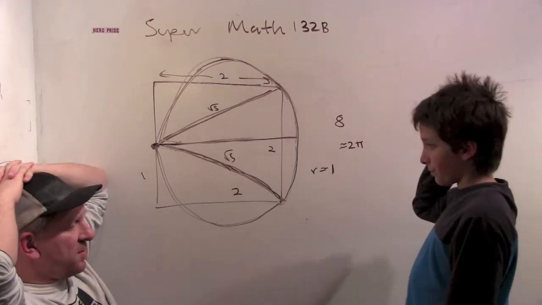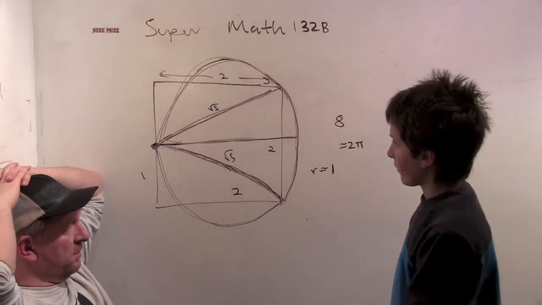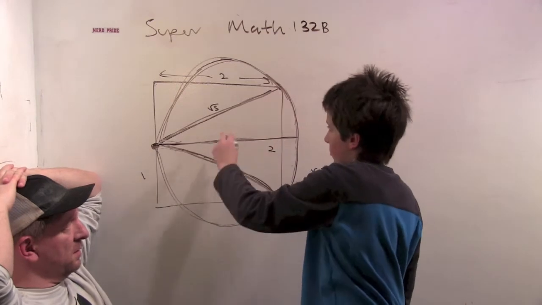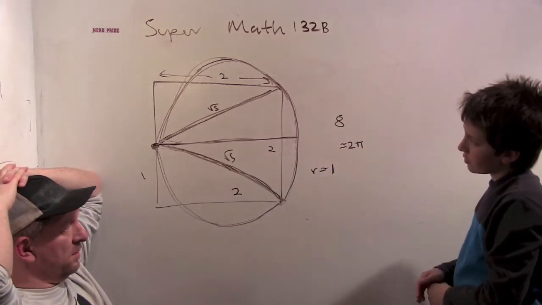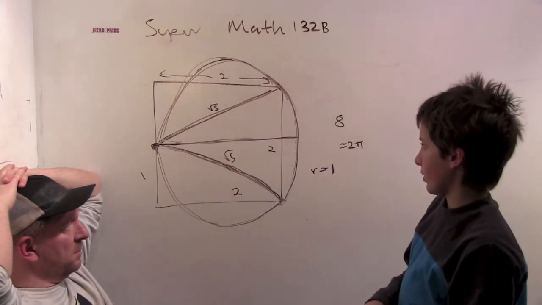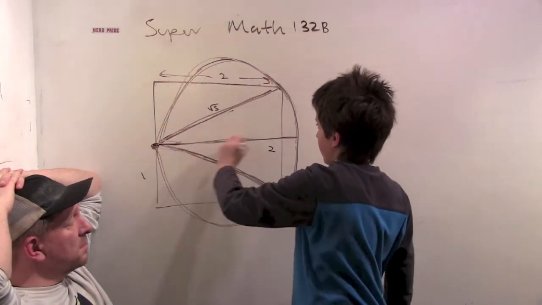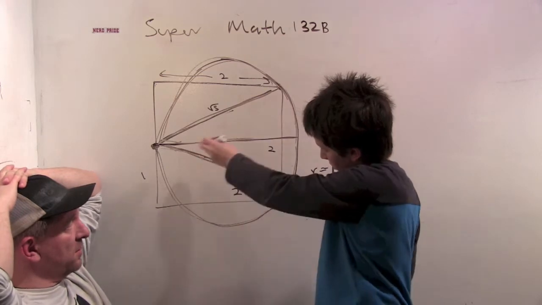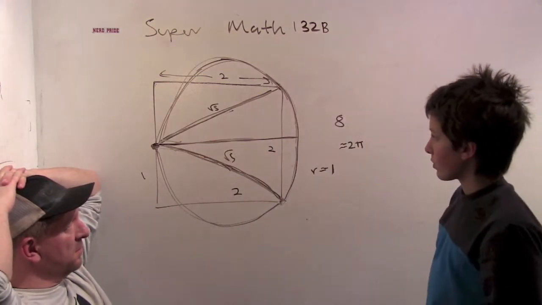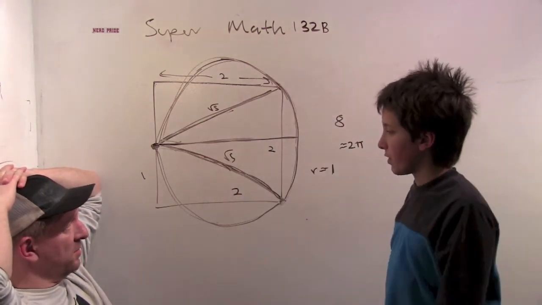Tell me about the shapes you see on the board. Well, I've got a square and some triangles, but 4 congruent triangles actually. These 1, 2, root 5 triangles. They're everywhere. So you got a square, you got triangles, and you got a circle.